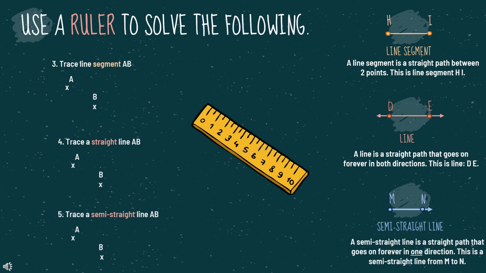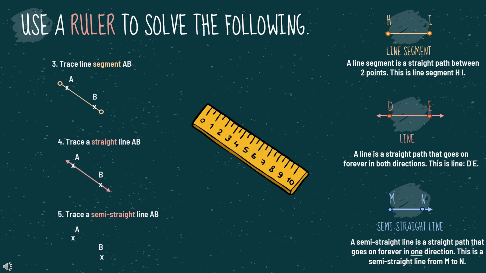For question 5, I want you to trace a semi-straight line between A and B. Remember that a semi-straight line is a straight path that goes on forever in one direction. So it has one arrow on it. Let's have a look at the answers. Can you see how the line from A to B goes straight and it has a circle on either side to show that it is a line segment?